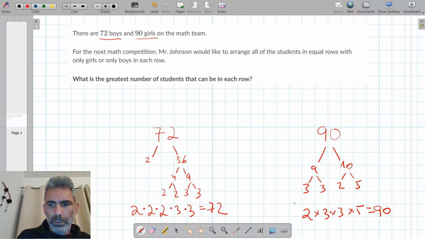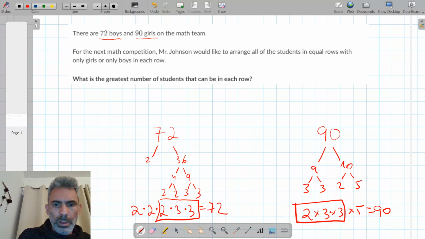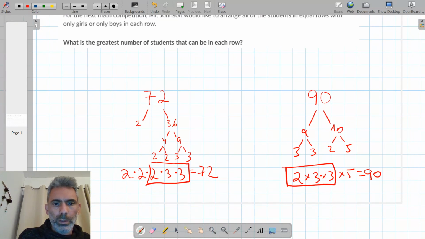So what do we have in common? 2 times 3 times 3, right? This part here is common in the factors of the two numbers, 2 times 3 times 3, which means 9 times 2, 18. 2 times 3 is 6. 6 times 3 is 18. So 18 is the greatest common factor.